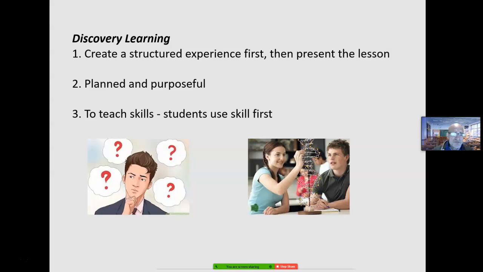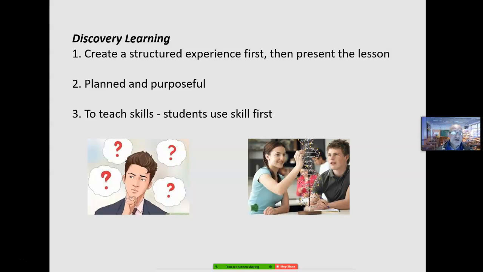They mess around a little bit so they discover what you hope to teach them, and then you fill in the blanks. Now, discovery learning is not simply, go discover something. It's planned and purposeful. I want you to discover this about frogs or about science or about whatever it is. They have the experience first. They discover some stuff, and then you give them some input.